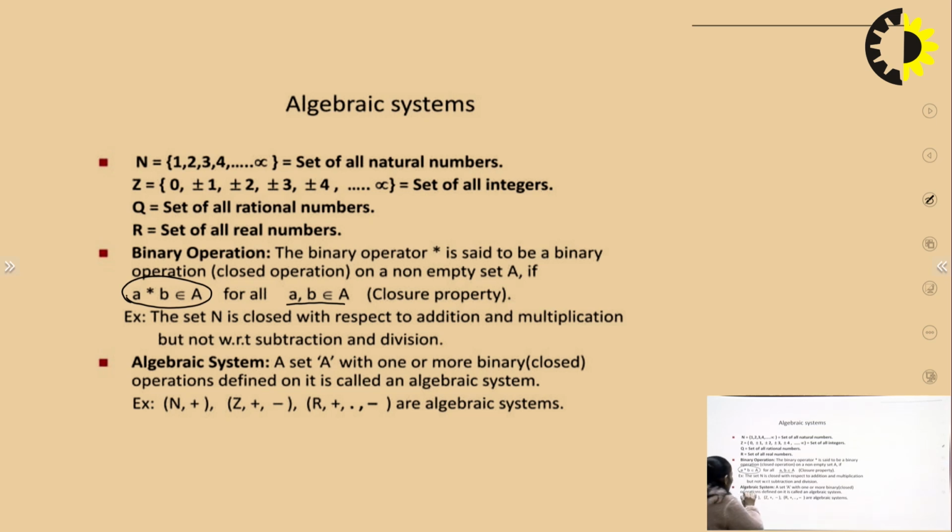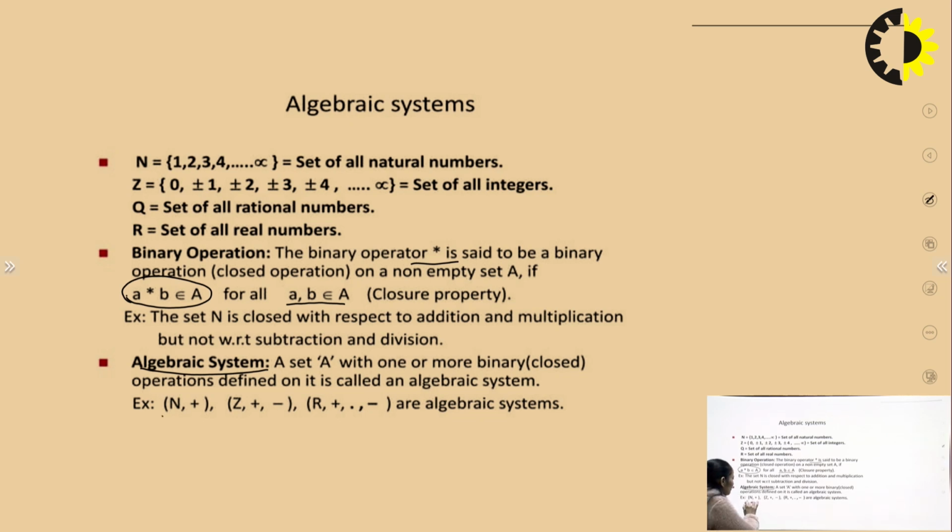So what is algebraic structure? A set A with one or more binary operations. Binary operation, as I already told, means that if a, b belong to the set A, then after performing this operation the value will also belong to the set A, and then it is called a closed operation and binary operation. So what is algebraic structure? A set A with one or more binary operations is defined as an algebraic structure.